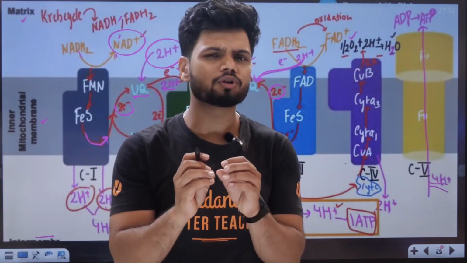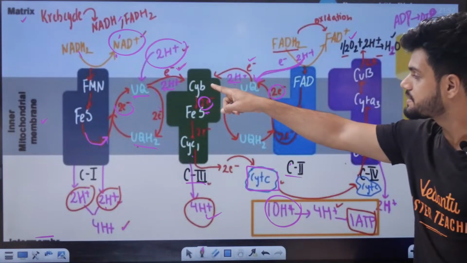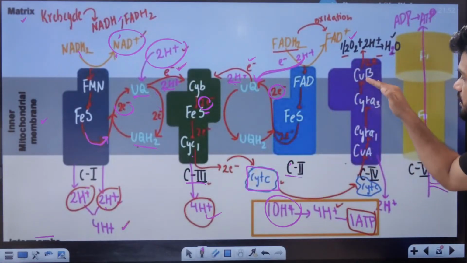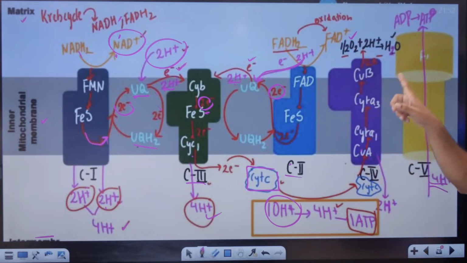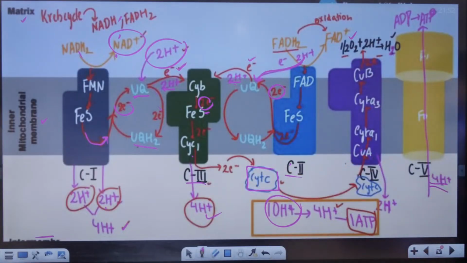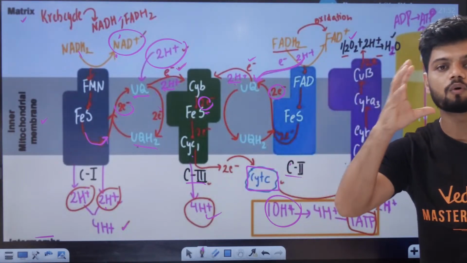Now here I want you to remember even the centers: FMN, FeS, cytochrome B, FeS, cytochrome C1, FAD, FeS, copper centers. This also you should remember. So in examination they can ask you the names directly. This is ATP synthase. They can ask you what it is made up of, how many H plus are being sent. All of these can be one question.